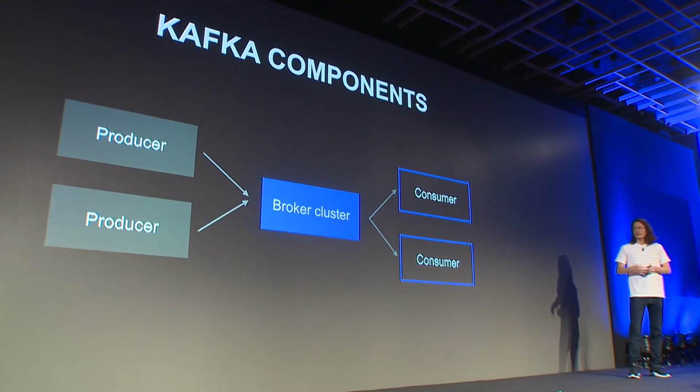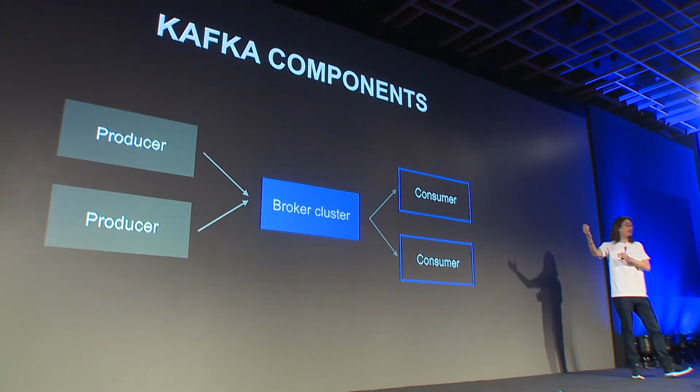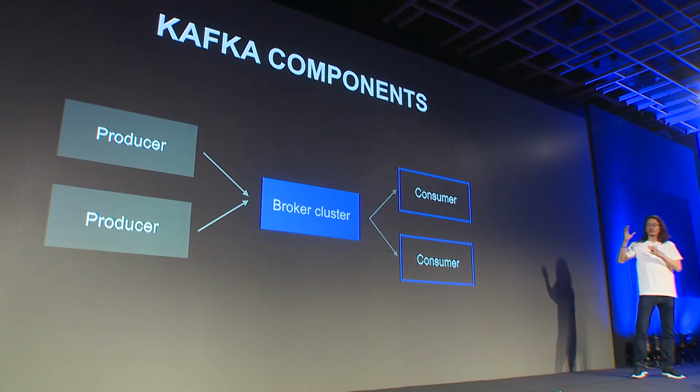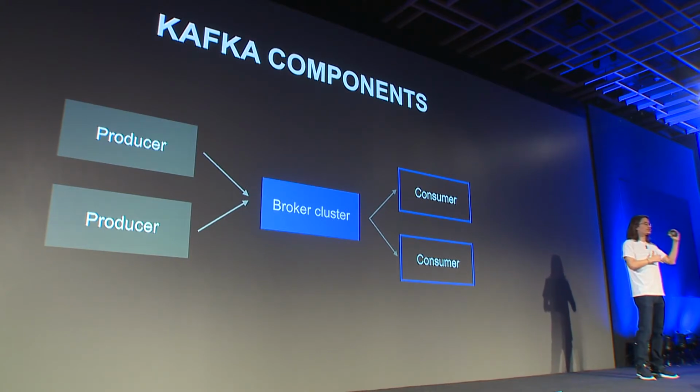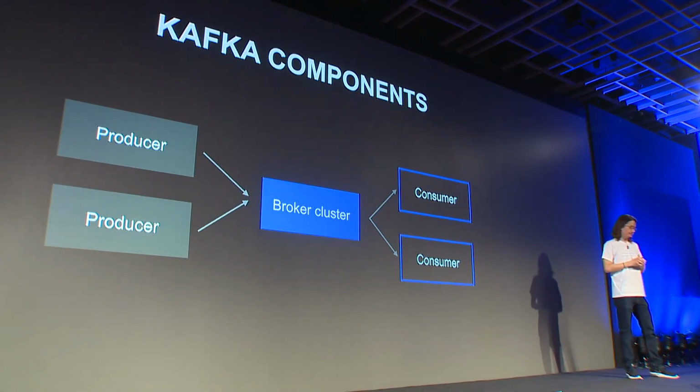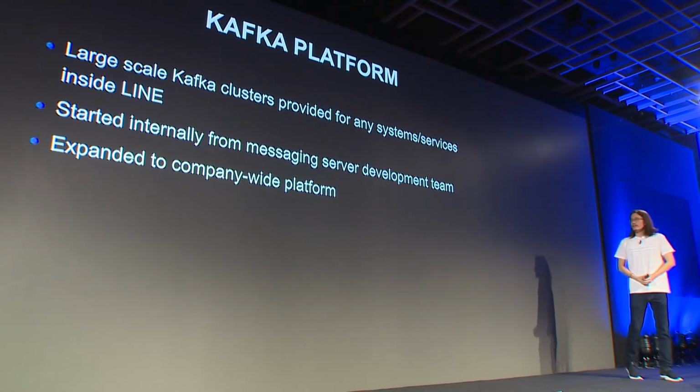On the right-hand side, consumers are clients that read data from Kafka, and they specify the topic to read data. So for one topic, there might be multiple consumers that can exist for several different purposes. So once one topic is written, it can be read multiple times by different consumers. This is the pub-sub model.